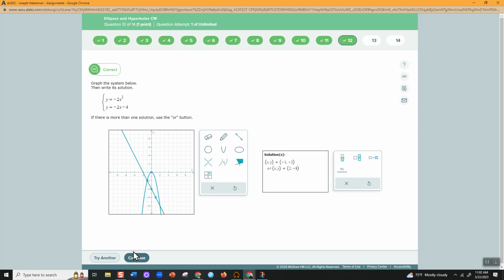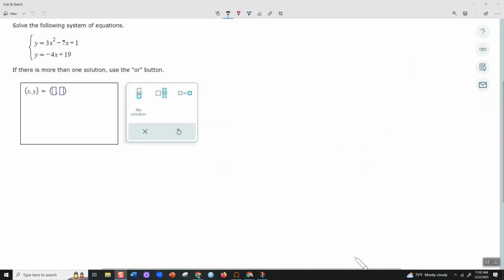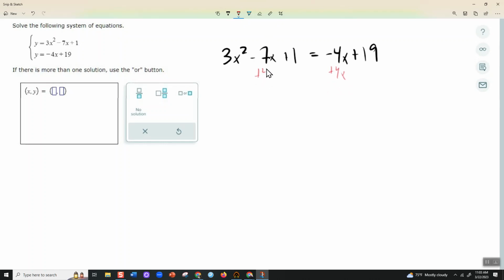Okay, let's move on to number 13. Number 13, we do need to solve it algebraically. So if they're both equal to y, set them equal to each other. Negative 4x plus 19. I'm just going to get it all equal to 0. So 4x is going to be added to both sides, and 19 is going to be subtracted from both sides. I've got 3x squared, oopsies, minus 3x minus 18 equals 0.